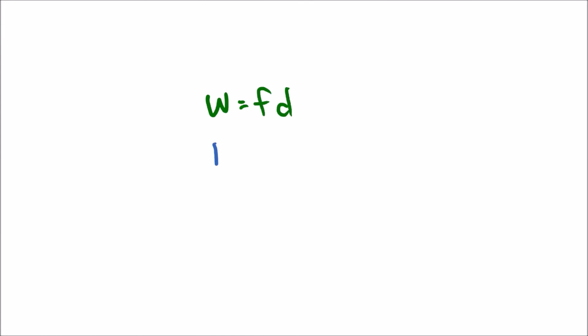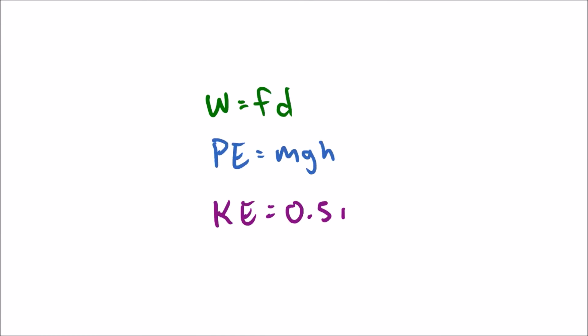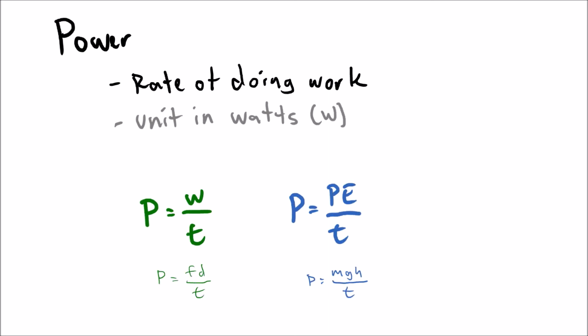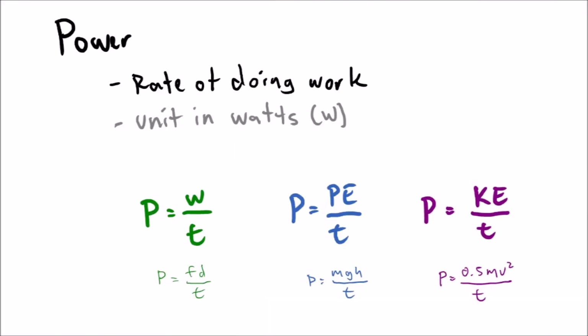Another concept related to work and energy is called power. Power is the rate of doing work. Power can be expressed in various formula. Therefore, since we only divide work or energy with time, the unit for power is joules per second, or, in this case, power is equal to watts.